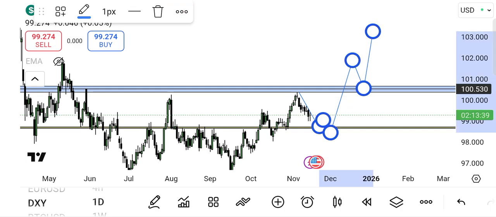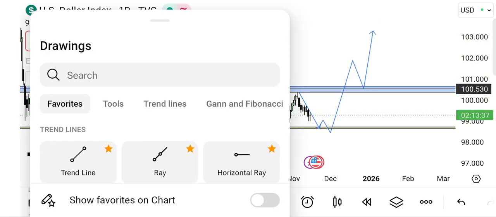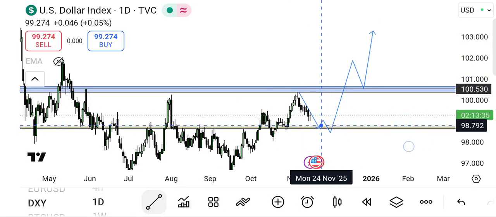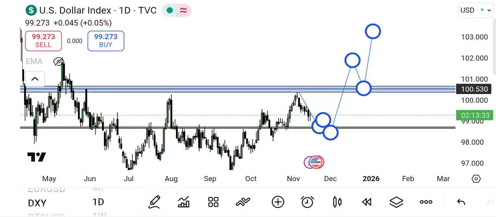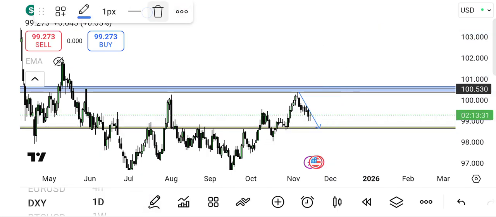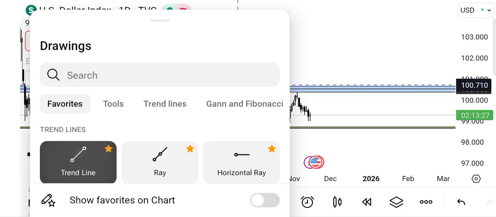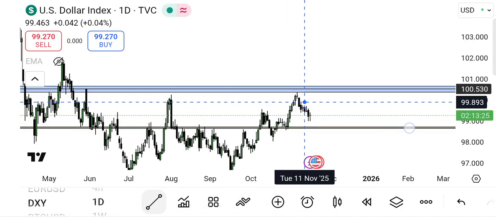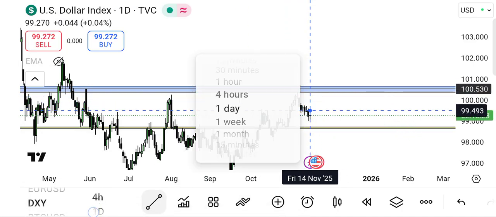Because this zone here is a 50 fib retracement level, and this pullback is looking somehow matured. So going to the 4-hour time frame.